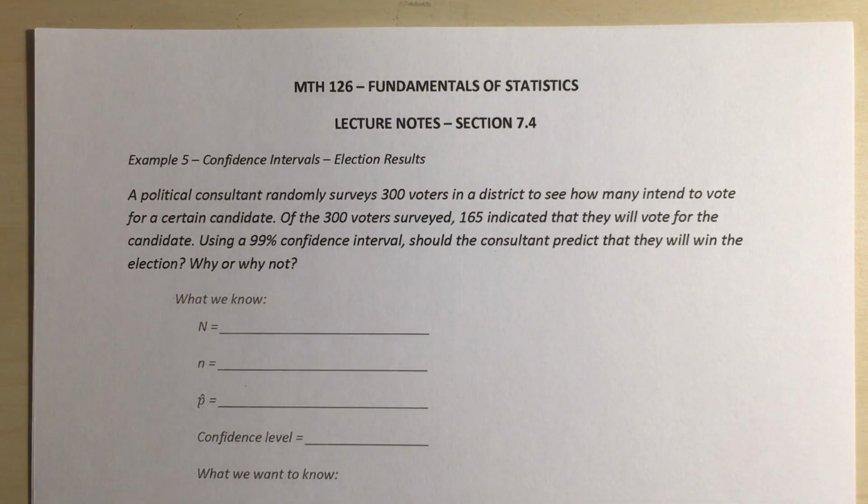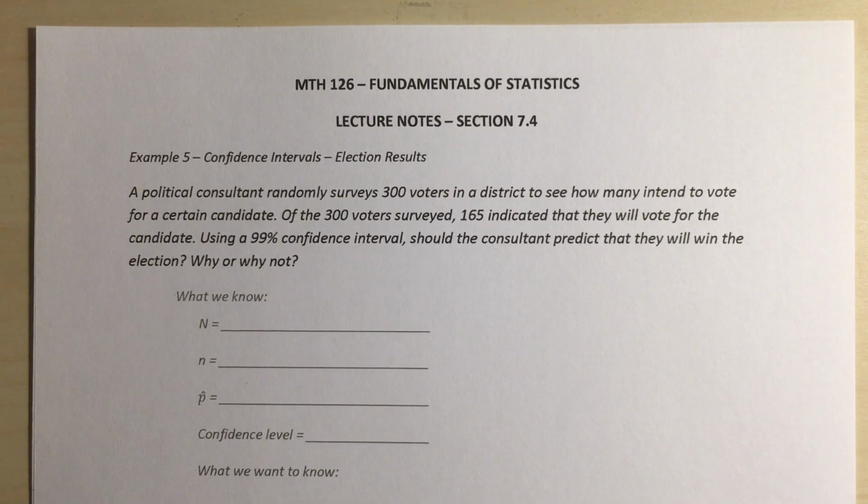All right, so we're going to do one more example working through a confidence interval by hand, and then we'll talk a little bit about StatCrunch. So a political consultant randomly surveys 300 voters in a district to see how many intend to vote for a certain candidate. Of the 300 voters surveyed, 165 indicated that they will vote for the candidate. Use a 99% confidence interval. Should the consultant predict that they will win the election?